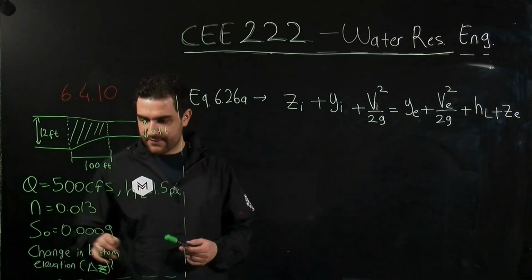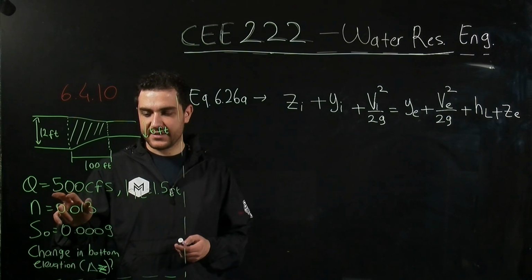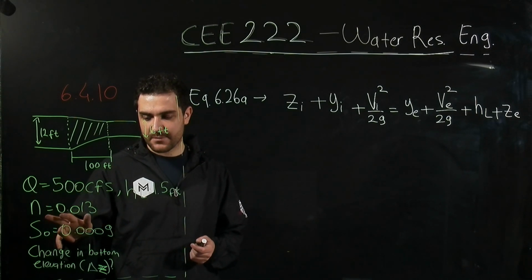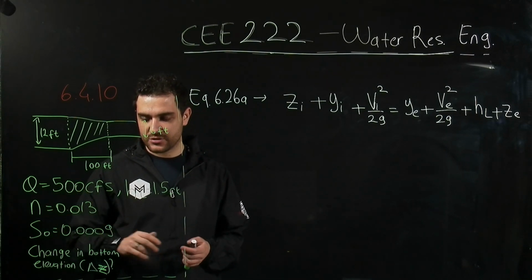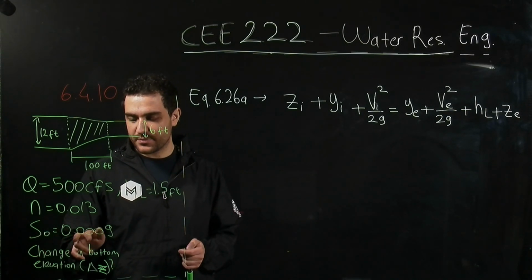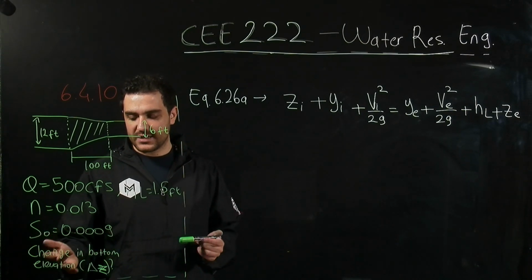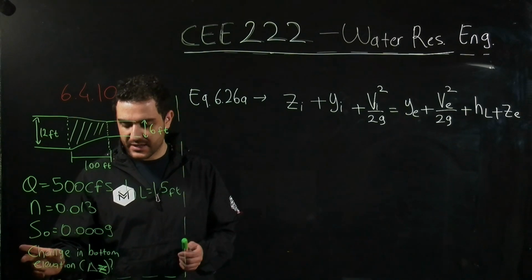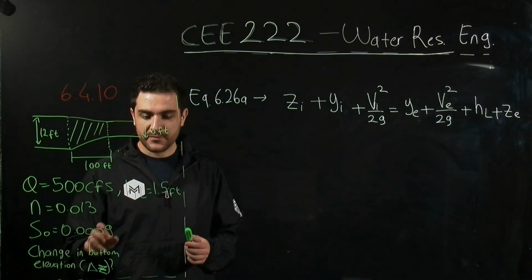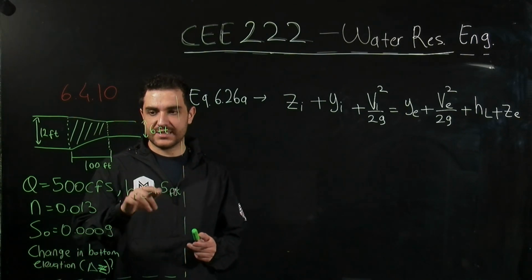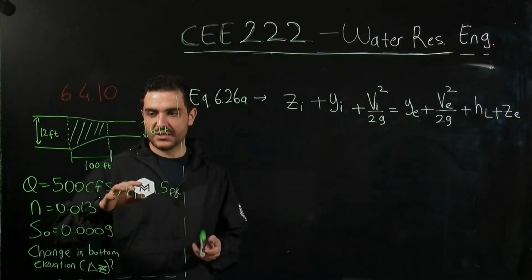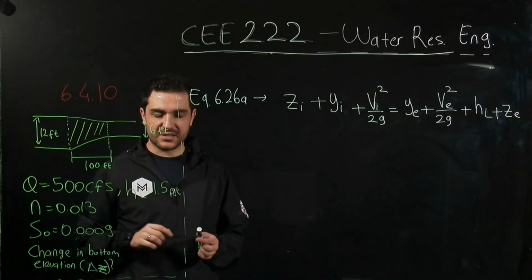Here we have a design discharge of 500 cubic feet per second, and Manning's n value is 0.013. The slope is 0.009, and as I mentioned, we need to find the change in bottom elevation, and the head loss is given as 1.5 feet in this transition channel.